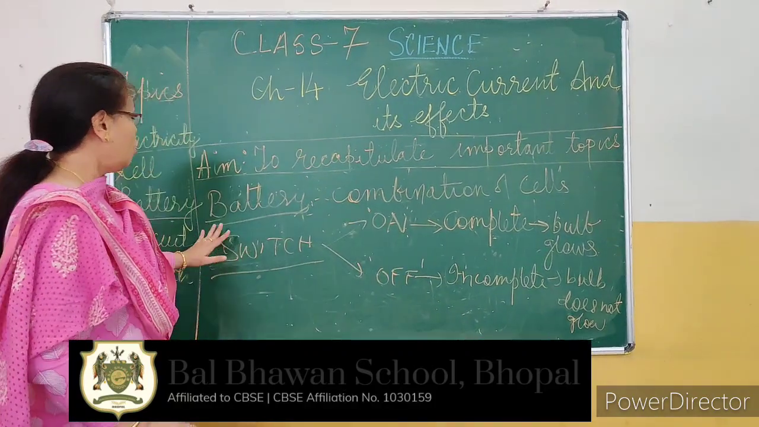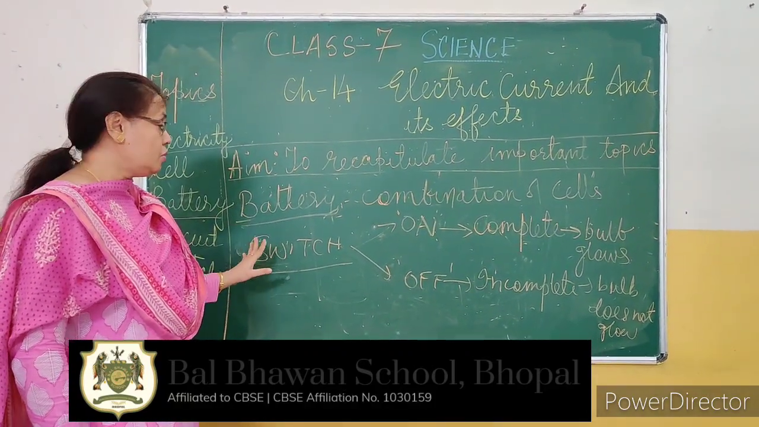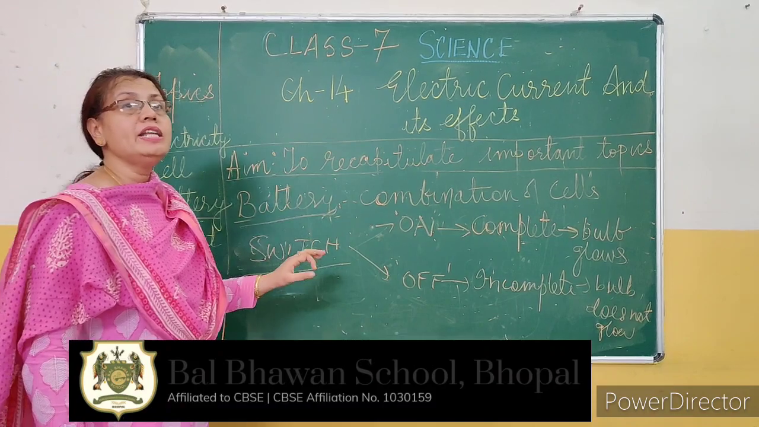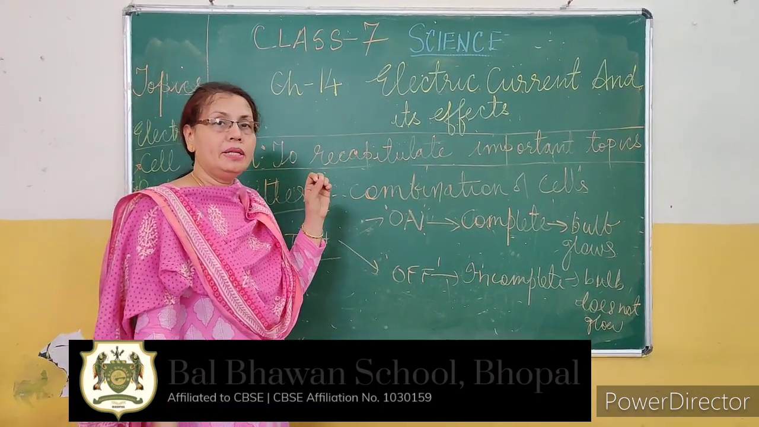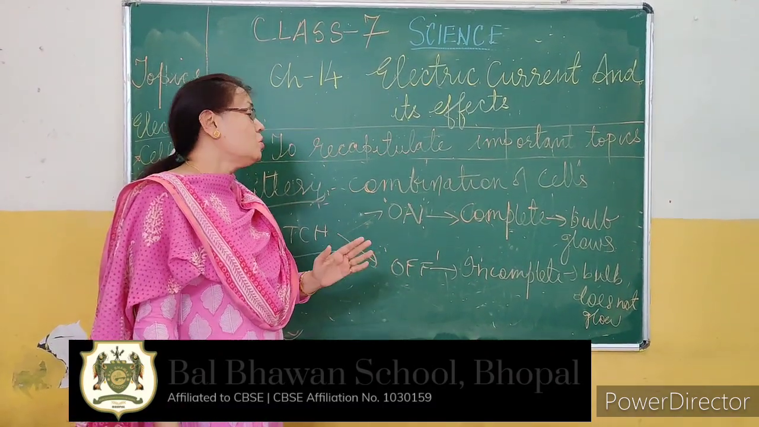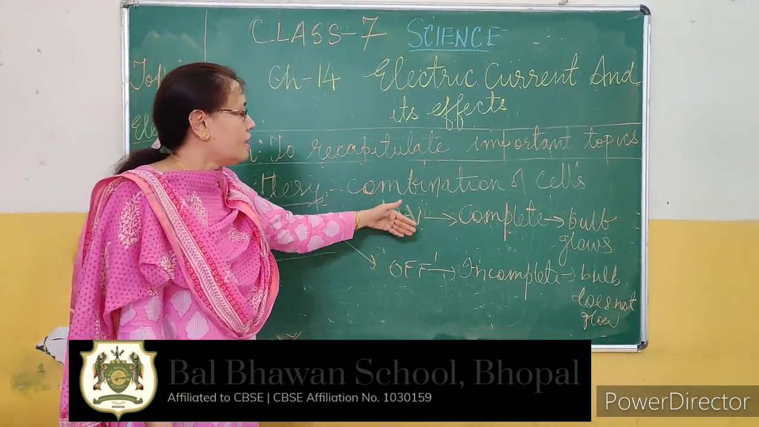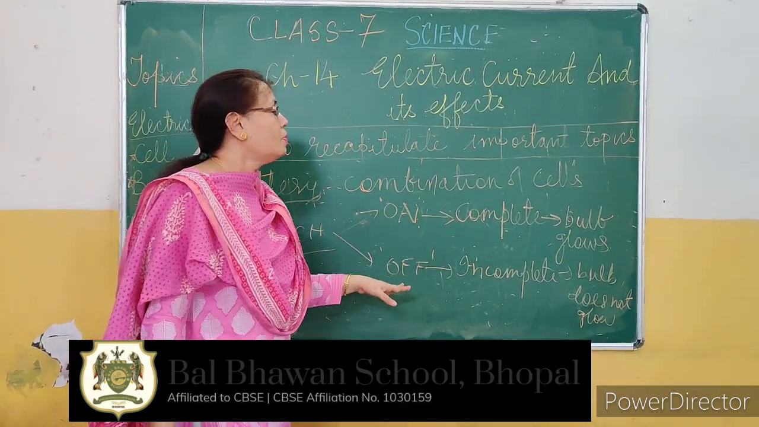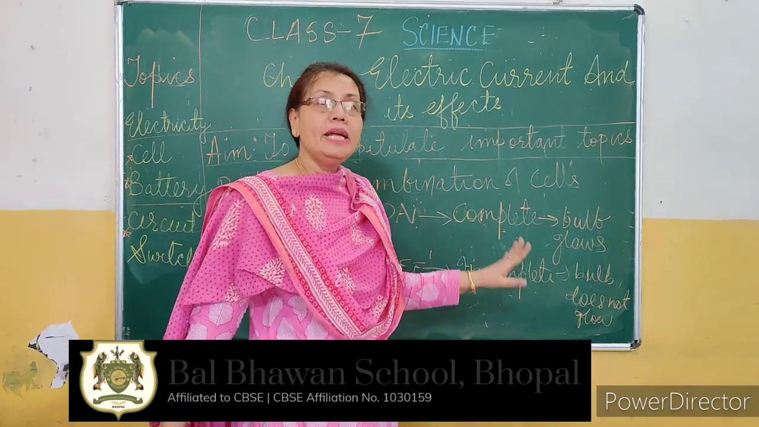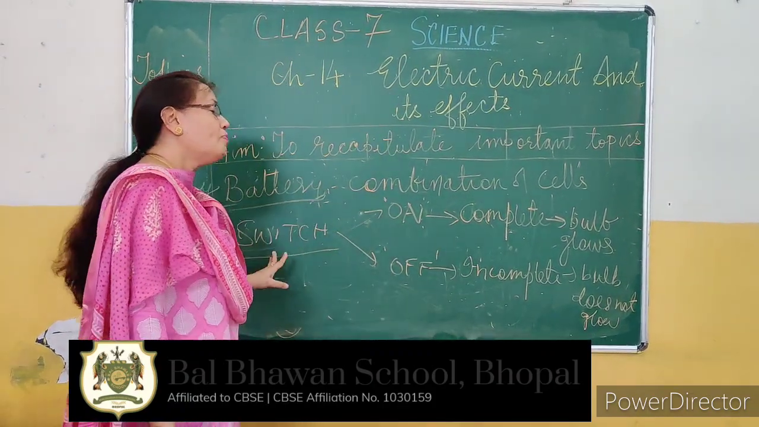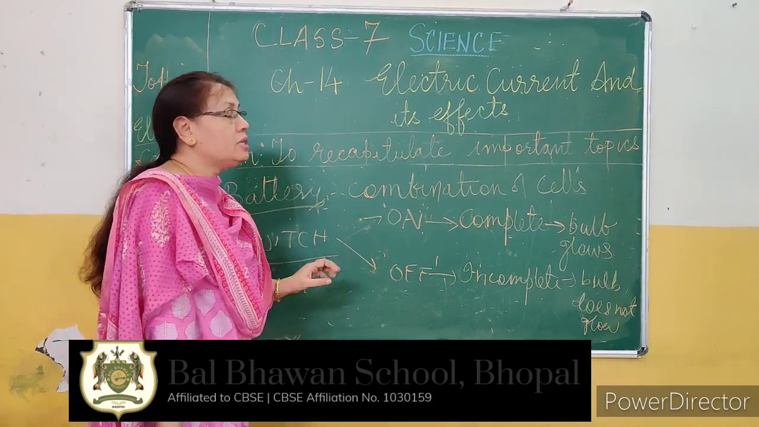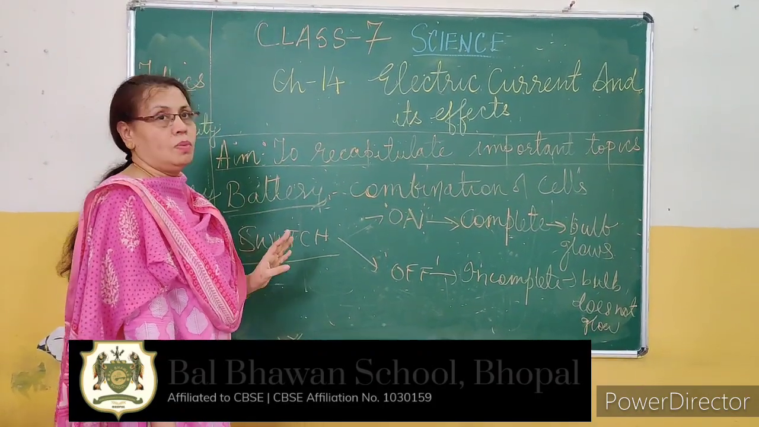So, I hope the function and working of the switch is clear to you. What is a switch? A device which is responsible for the breaking or the completion of a circuit. This switch can be in two positions, on and off. When it is in on position, the circuit is complete and the bulb glows. When it is in off position, the circuit is incomplete and the bulb does not glow.